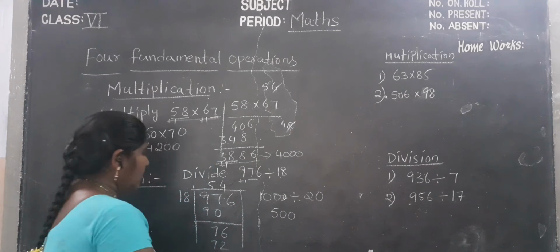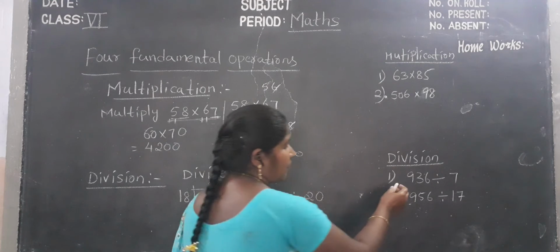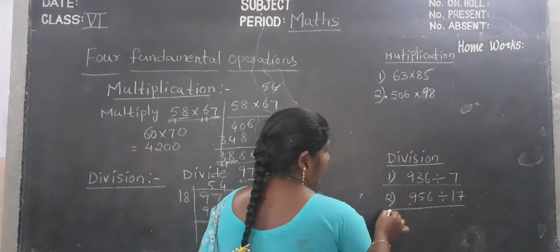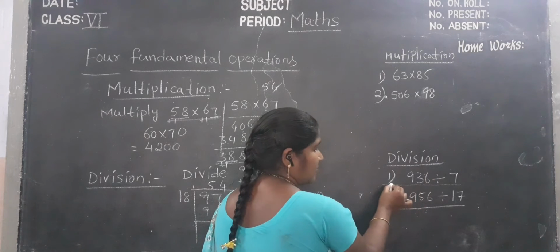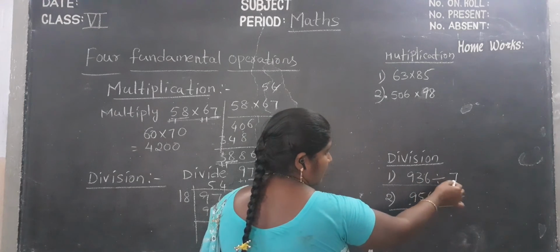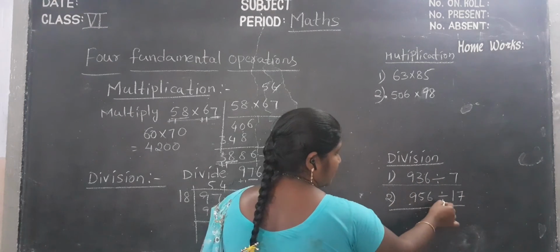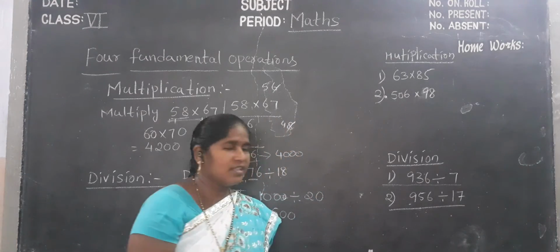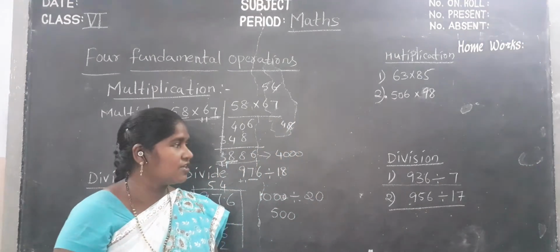Okay children. For division here I give two sums, children, and multiplication also. Division: 936 divided by 7 and 956 divided by 17. Okay children, copy these sums in classwork. This is today's class, children. Thank you.